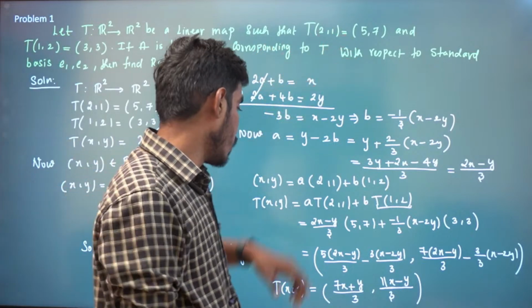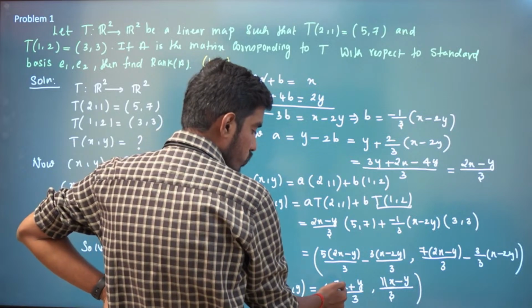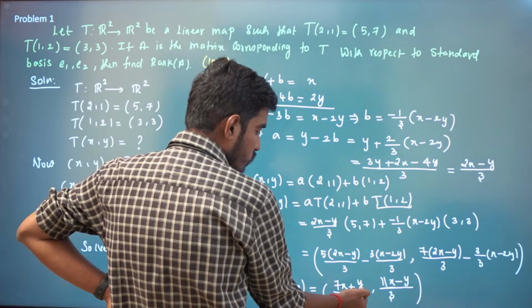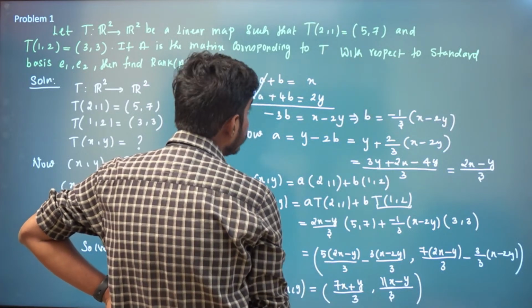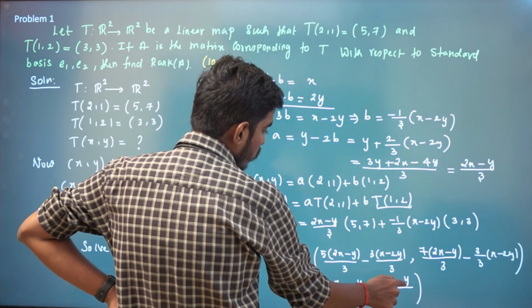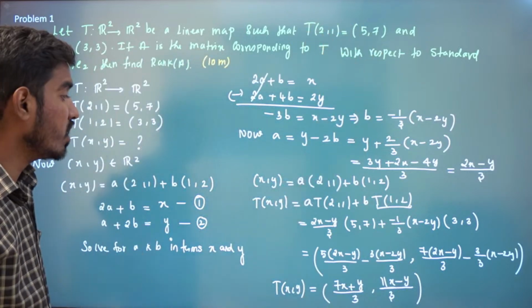You substitute (2, 1): x is 2, y is 1. 7 2s are 14, 14 plus 1 is 15, 15 by 3 is 5. Yes. For the second component, x is equal to 2, 22 minus 1 is 21, 21 by 3 is 7. Yes, good. So our T of (x, y) is correct.